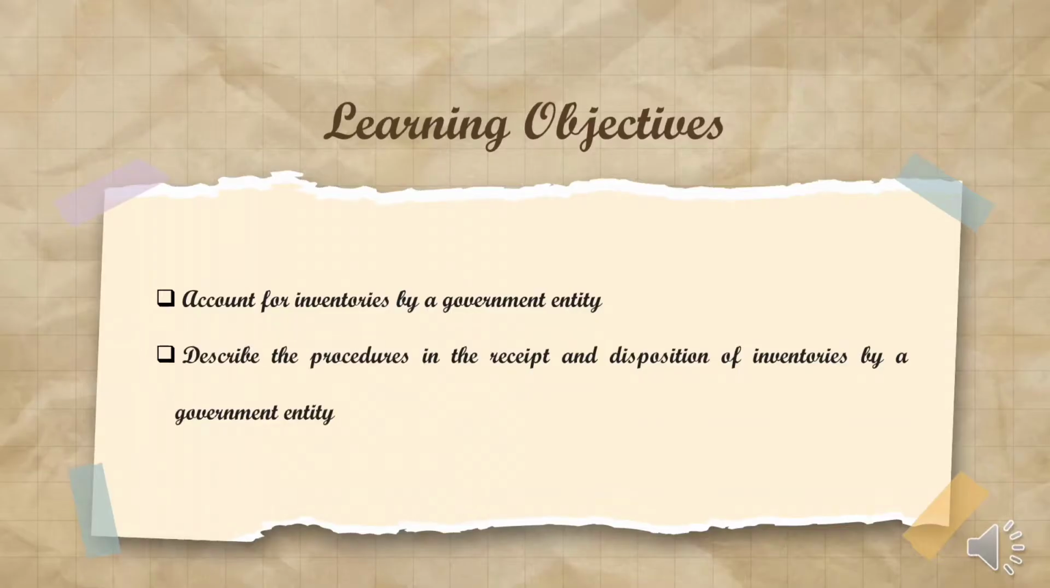Here are our learning objectives. First is to account for inventories by a government entity and to describe the procedures in the receipt and disposition of inventories by a government entity.